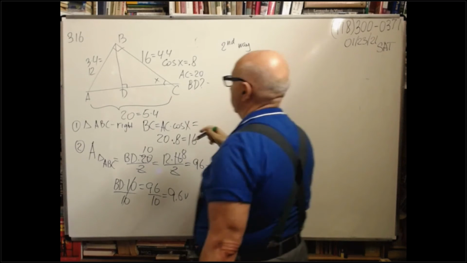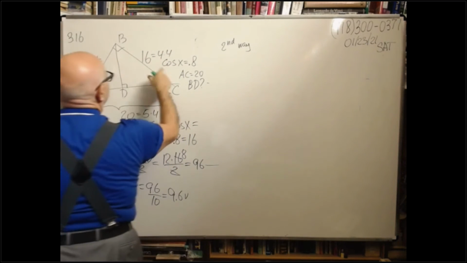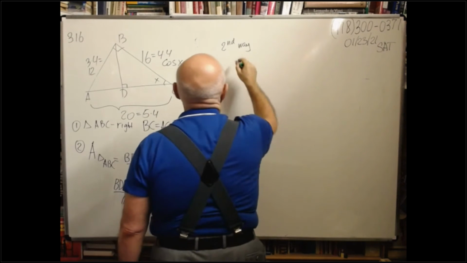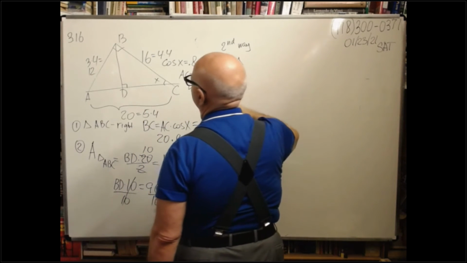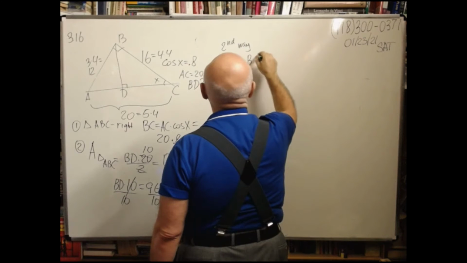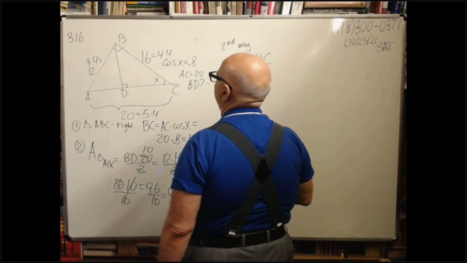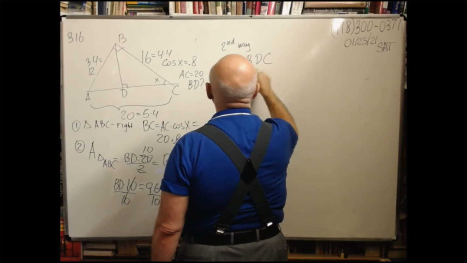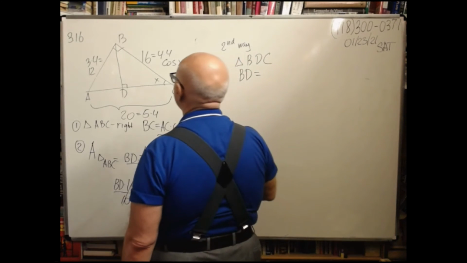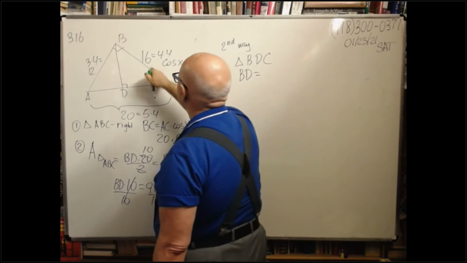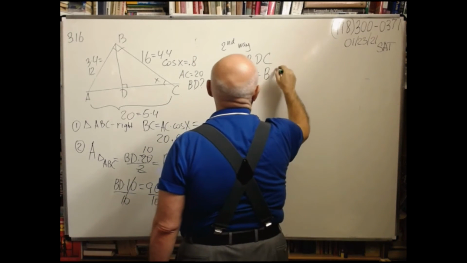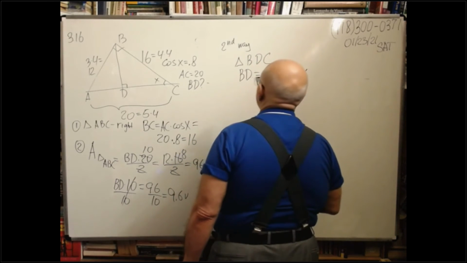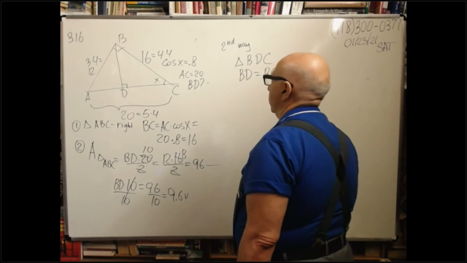Since you know this is 20, 12, 16, right? How to find BD? I'll take triangle BDC and BD equals BC hypotenuse times sine of x. Well, the problem is I don't have sine x, I have cosine x.